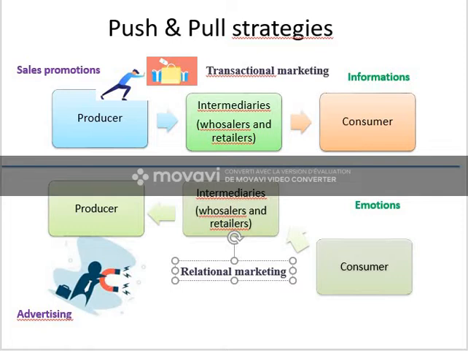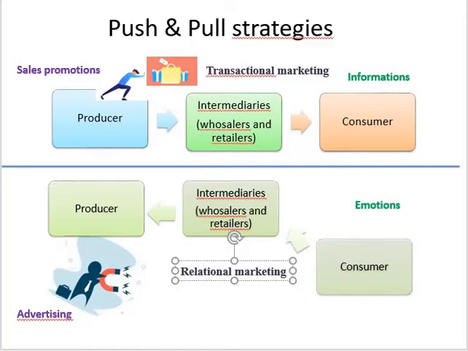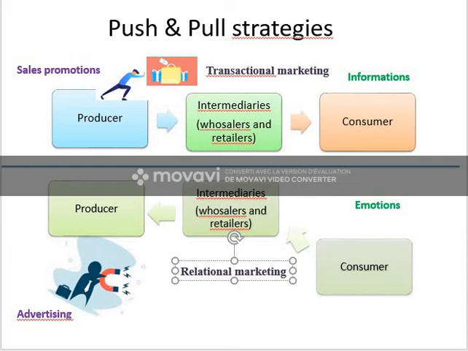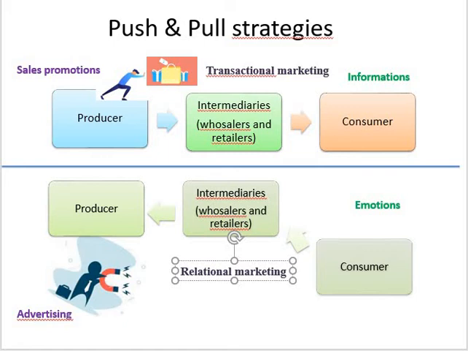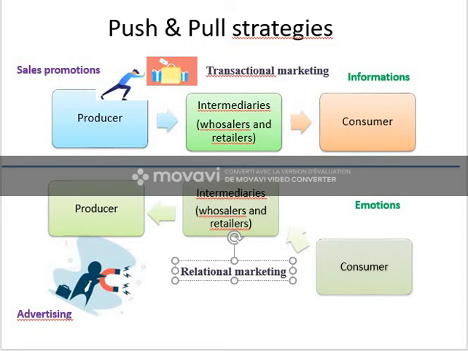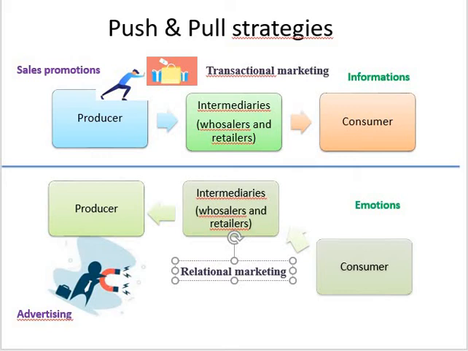So in the first one, the producer directs its marketing activities toward the intermediaries, and in the second one, the producer directs its marketing activities toward final consumers. So if the pull strategy is effective, because the pull strategy is much more delicate, consumers will be demanding the brand from retailers, who will in return demand it from the producer. So I think that I made it clear. I hope that I made it clear.